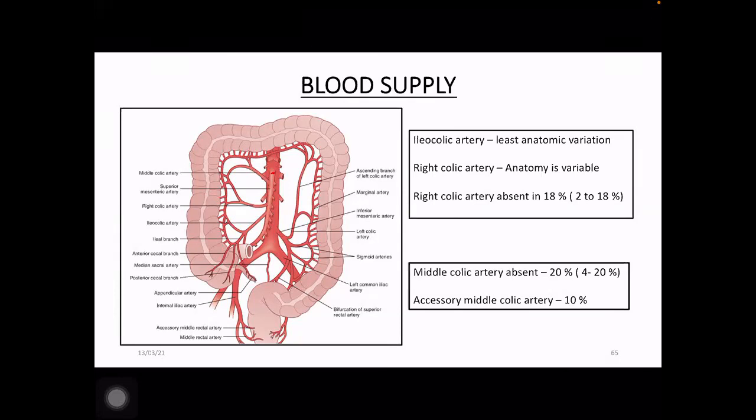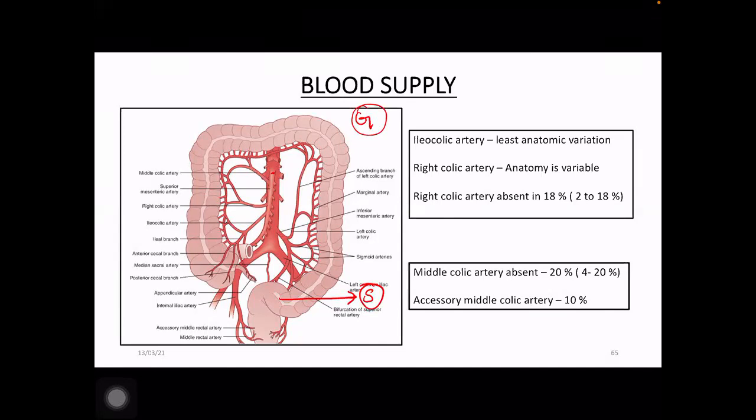The colon is prone to ischemia, especially the left side of the colon, at these 2 points. This point, the splenic flexure, is called Griffith's point, and the rectosigmoid junction is called Sudeck's point. So G comes first, therefore splenic flexure, Griffith's point, and S is Sudeck's point, which is at the rectosigmoid area. These are watershed areas which are more prone to colonic ischemia in low flow states.